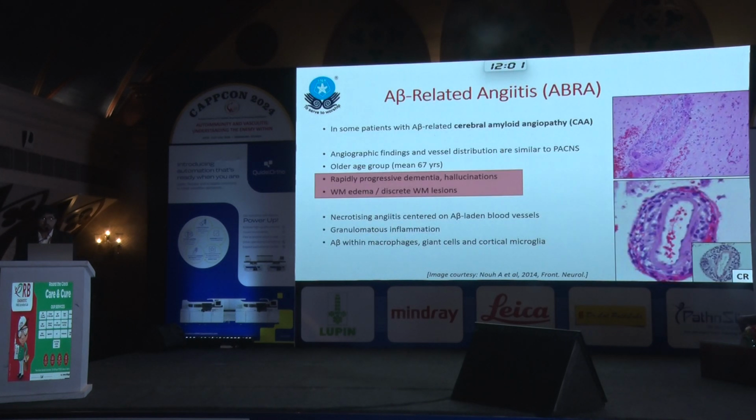Next is beta amyloid related angiitis, which occurs in some patients with cerebral amyloid angiopathy. Angiographic findings and vessel distribution are similar to PACNS, but they occur in older age group. Patients usually present with rapidly progressive dementia or hallucinations. Discrete white matter lesions are seen. Histologically characterized by necrotizing angiitis or granulomatous inflammation. Here, as in this picture, we can highlight the beta amyloid using the Congo red stain.